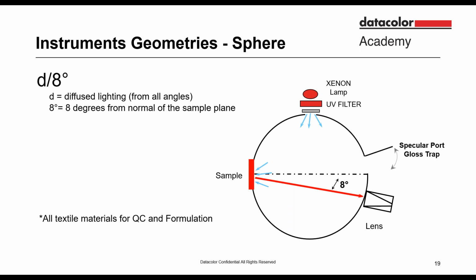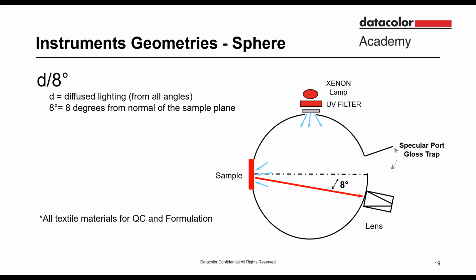Let's talk about geometries. It is probably clear to most of you that there is no compatibility between a spherical geometry and a directional geometry. So when brands recommend diffuse 8 degrees, if some of the suppliers are measuring with 45-0, there will not be good agreement between those two measurements. So another important aspect of exchanging color digitally is to use the same geometry.